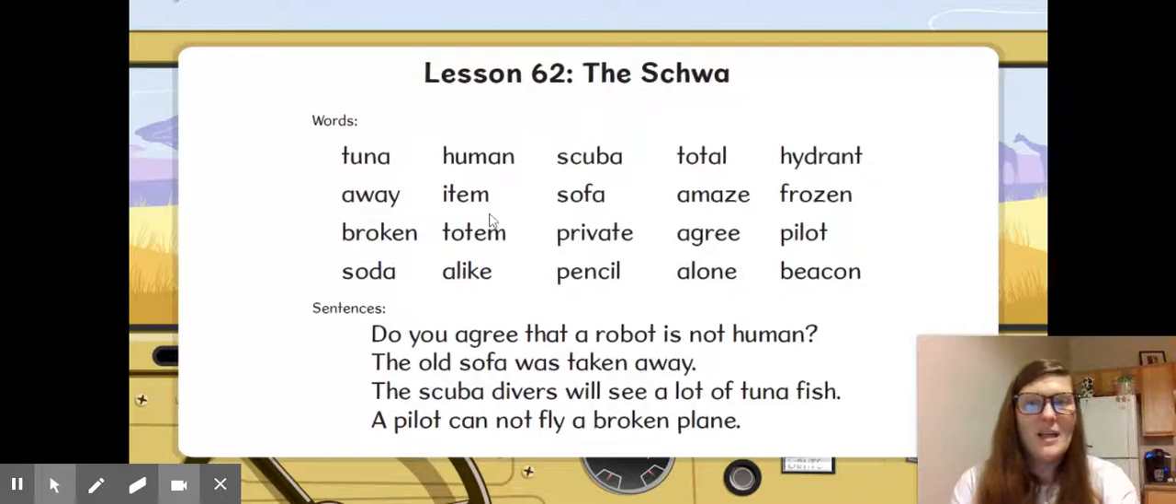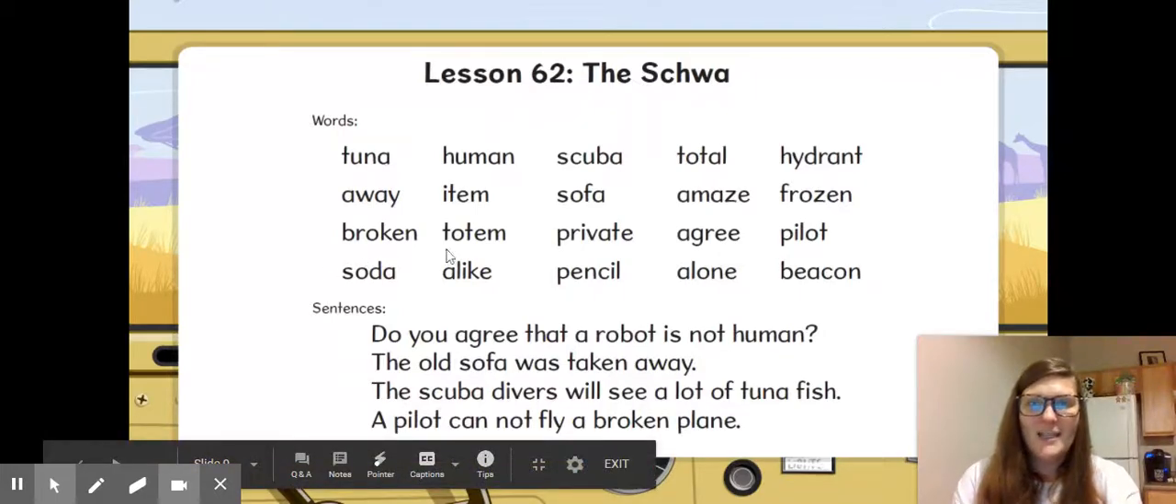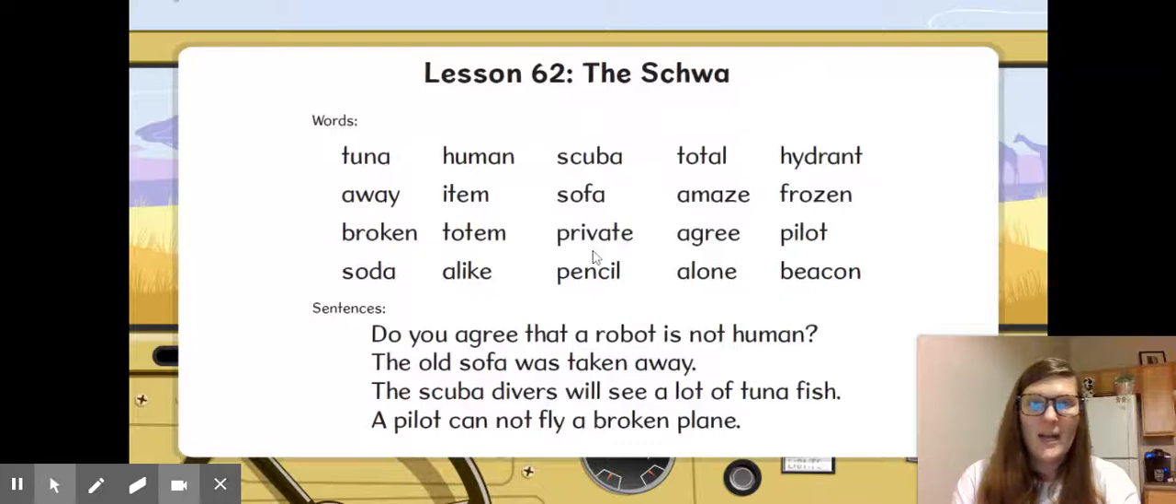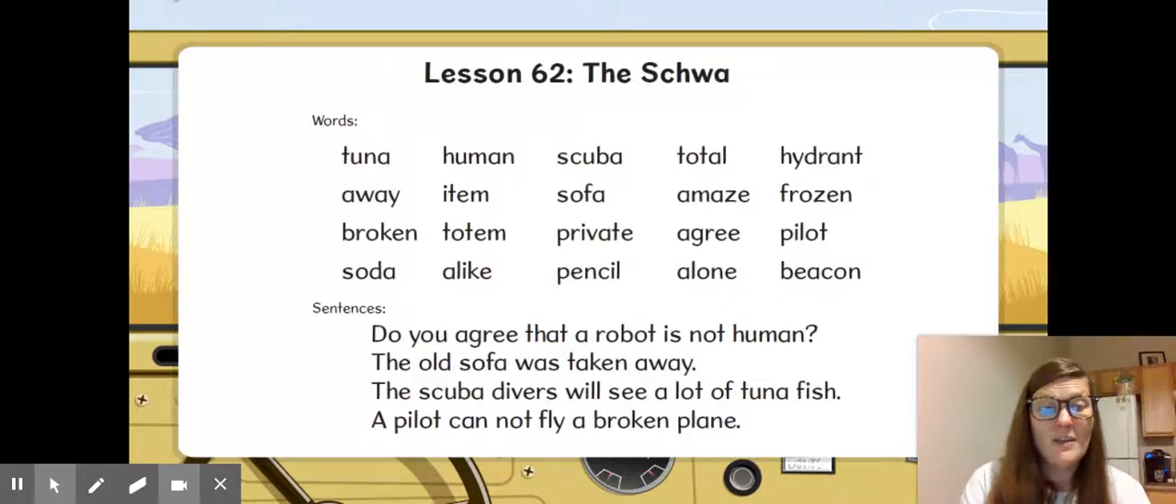Away, first syllable. Item, second syllable. Sofa, second syllable. Amaze is in that first syllable, that Frozen, right there. Broken, totem, private, right? It seems like that should be private, but it's private. Agree, pilot, soda, alike, pencil, alone, and beacon. All right, good. Pause the video and read those words by yourself.